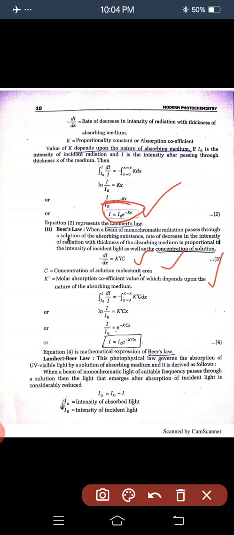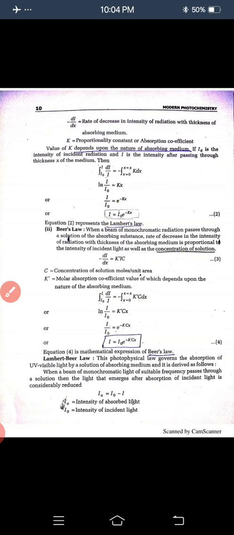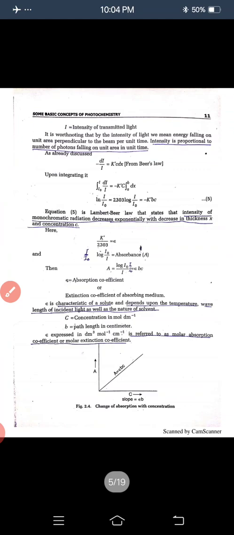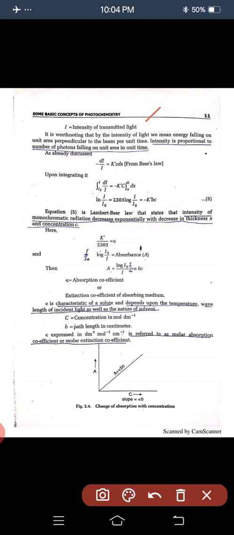Combining both laws, we get the Beer-Lambert law, where Ia is equal to I0 minus I. Here Ia is the intensity of absorbed light, I0 is the intensity of incident light, and I is the transmitted light. It is worth noting that by the intensity of light we mean the energy falling on unit area perpendicular to the beam per unit time. Intensity is proportional to the number of photons falling on the unit area in unit time.